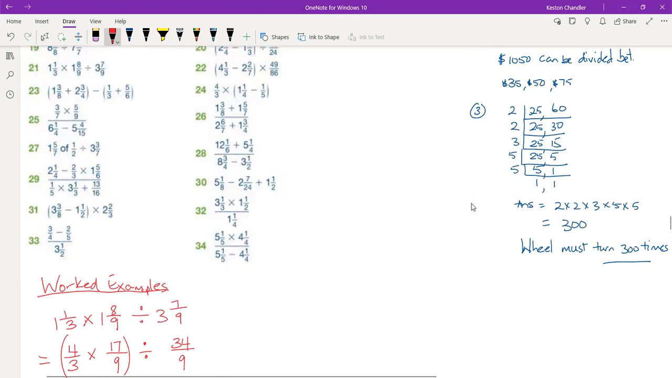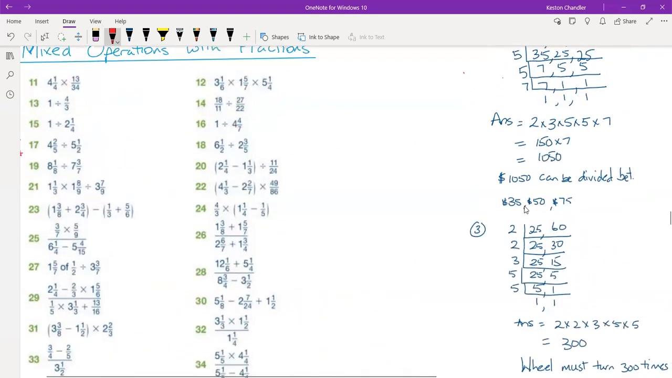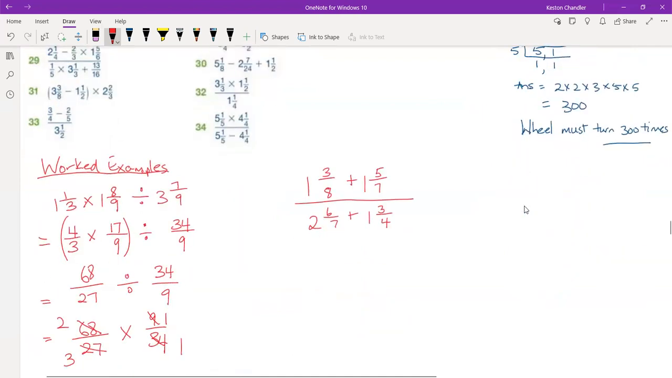Let's look at another. Let's look at 26. 1 3/8 plus 1 5/7. Now they love to bring this question as a first question in any paper, be it the NCSC paper or the CSEC math paper. They always get a fraction question. And though it may seem easy, students still tend to get it incorrectly.